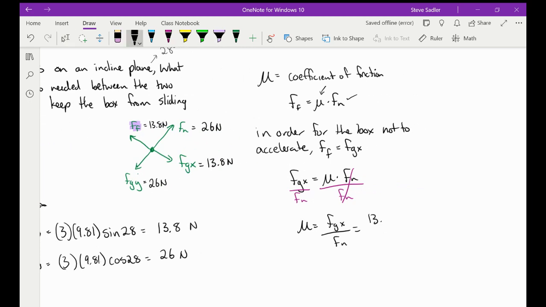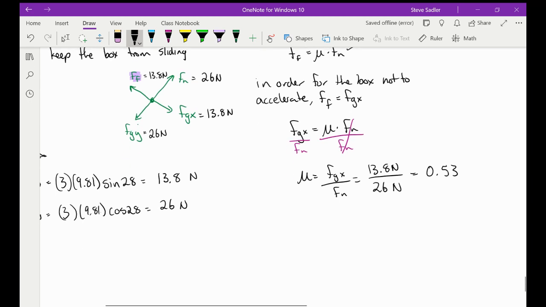Fgx is going to be 13.8 newtons, and our normal force is 26 newtons. So we can go 13.8 divided by 26. So our mu value is 0.53. And we know that it doesn't have a unit. That seems like a pretty good one, actually. If we wanted, we could go on Google and figure out what material matches that, and that's probably what our ramp is made out of.